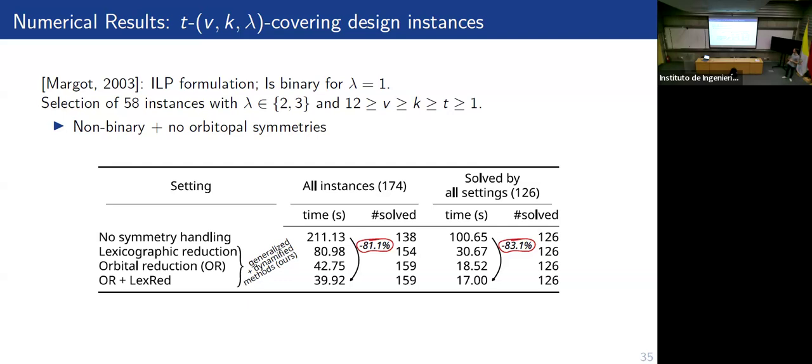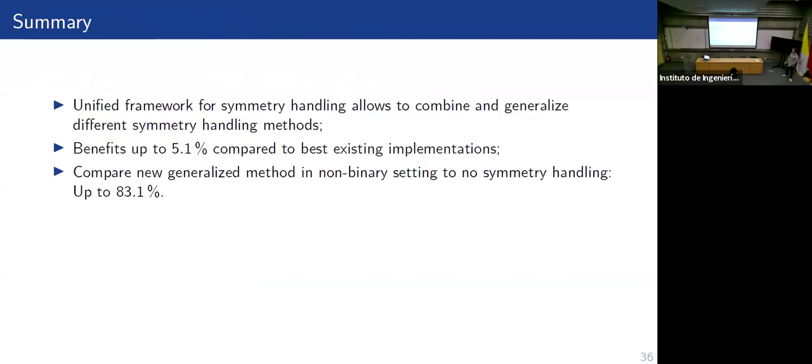So to summarize this presentation, I introduced mathematical programming, and what symmetry in mathematical programming does computationally in the branch and bound. I talked a little bit about traditional methods and showed that many of these traditional methods fit in our unified framework for symmetry handling. We are able to generalize existing methods and combine various symmetry handling methods to get a better joint effect. We report a 5.1% improvement over the best existing implementations, and compared to no symmetry handling up to 83.1%. And on that note, I'd like to wrap this presentation.